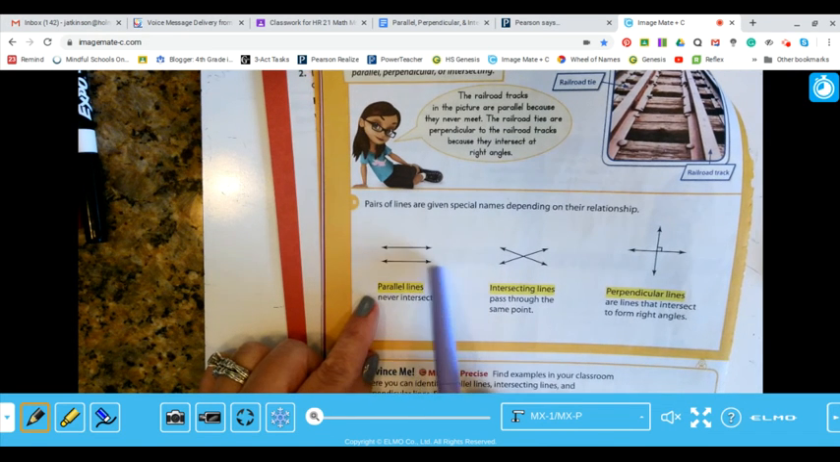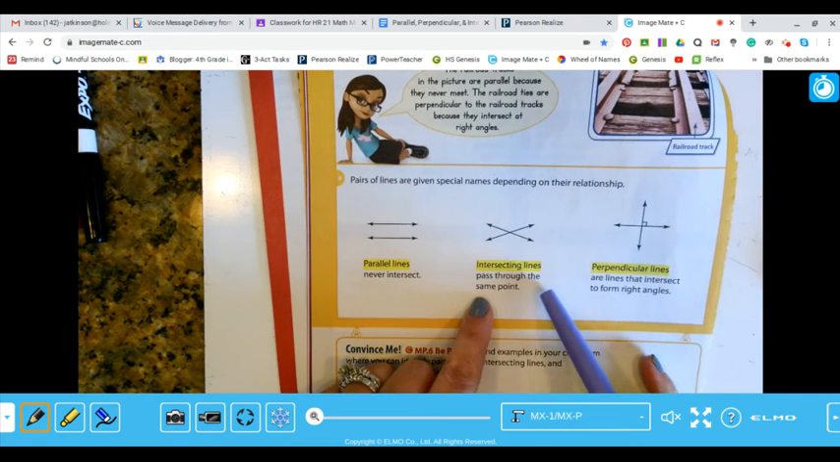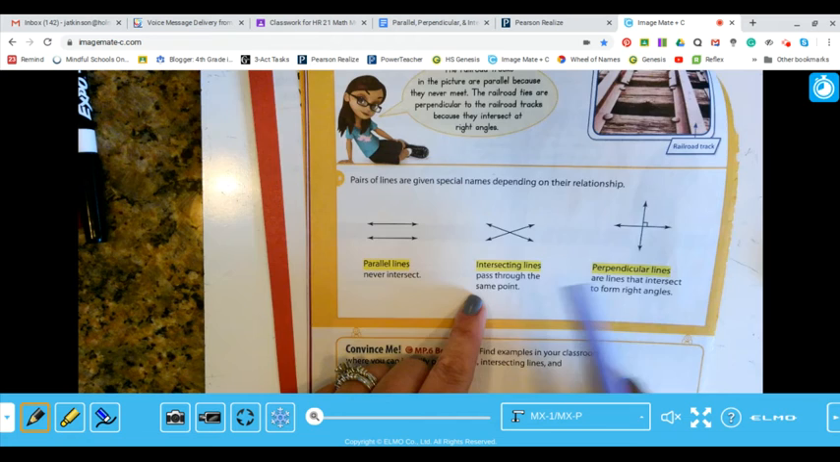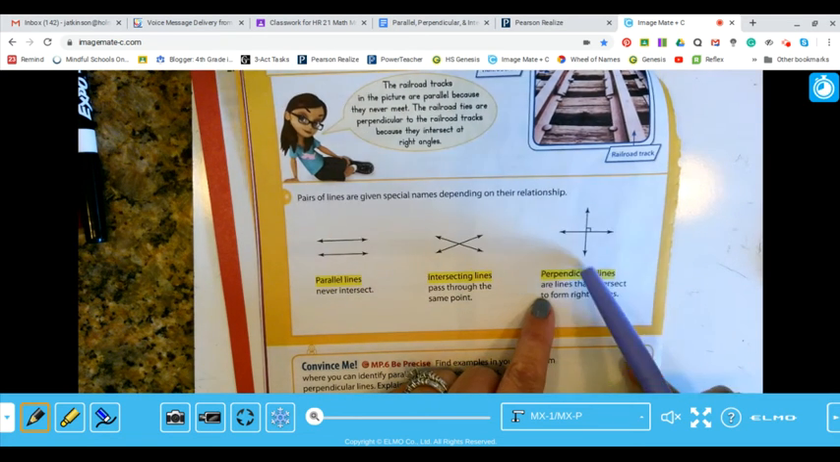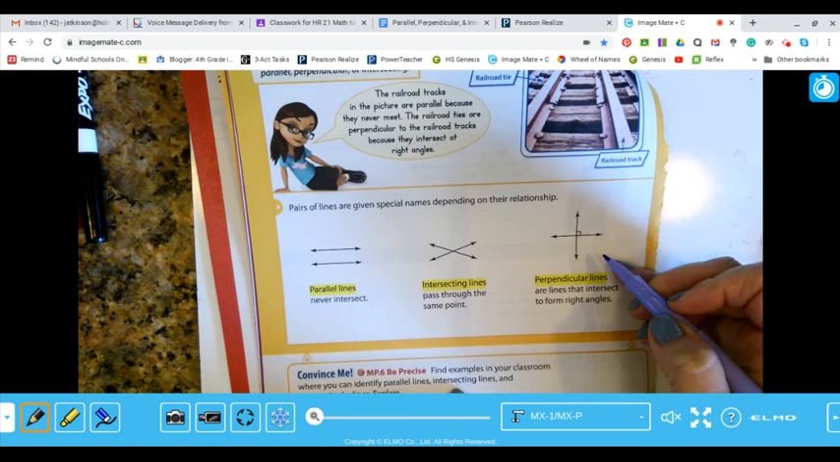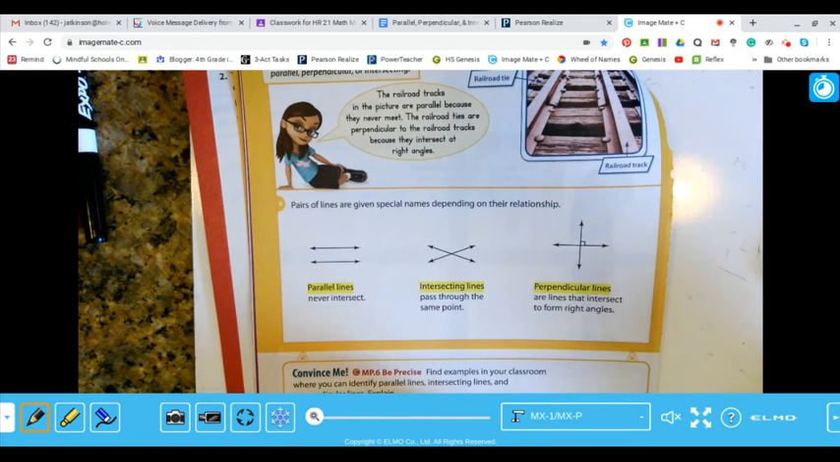Parallel lines we know will never ever meet. We know that lines go on and on forever, but parallel lines will never intersect. This is an example of them right here. We also know that intersecting lines do actually meet each other. They pass through the same point. And then perpendicular lines are lines that intersect, but they form right angles. We can tell that by the little square corner indicating that it's a 90-degree angle. That's the basis of the learning that's going to take place today.